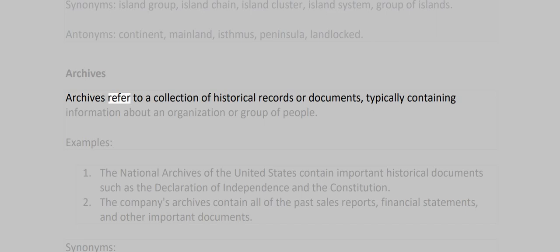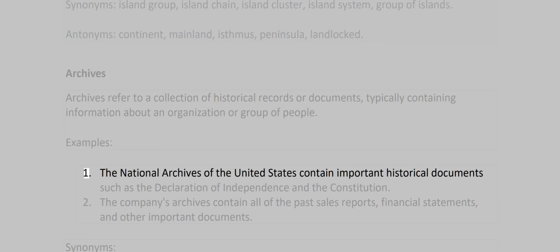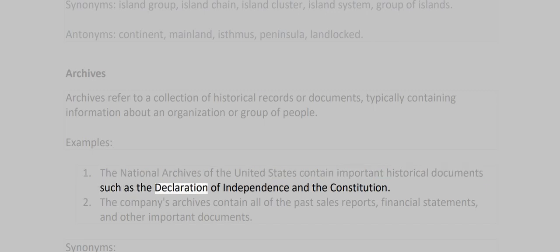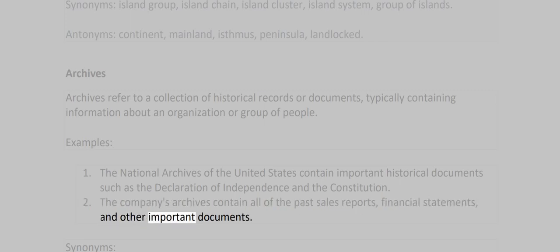Archives. Archives refer to a collection of historical records or documents, typically containing information about an organization or group of people. Examples. 1. The National Archives of the United States contain important historical documents such as the Declaration of Independence and the Constitution. 2. The company's archives contain all of the past sales reports, financial statements, and other important documents.